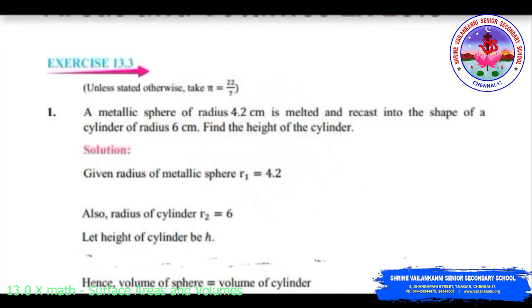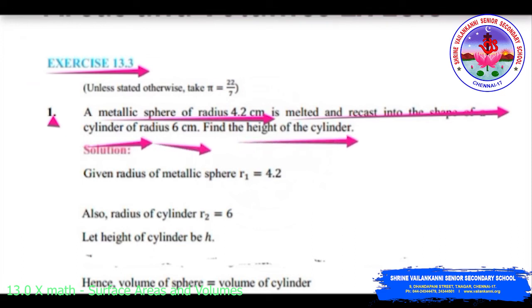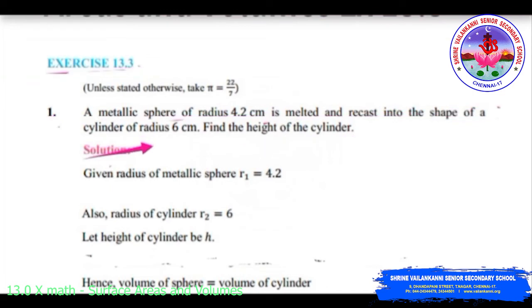Exercise 13.3. First problem, a metallic sphere of radius 4.2 centimeter is melted and recast into the shape of a cylinder of radius 6 centimeter. Find the height of the cylinder. Coming to the solution, given radius of the metallic sphere R1 is equal to 4.2 centimeter. Also the radius of the cylinder R2 is equal to 6 centimeter. Let the height of the cylinder be h, which is unknown.